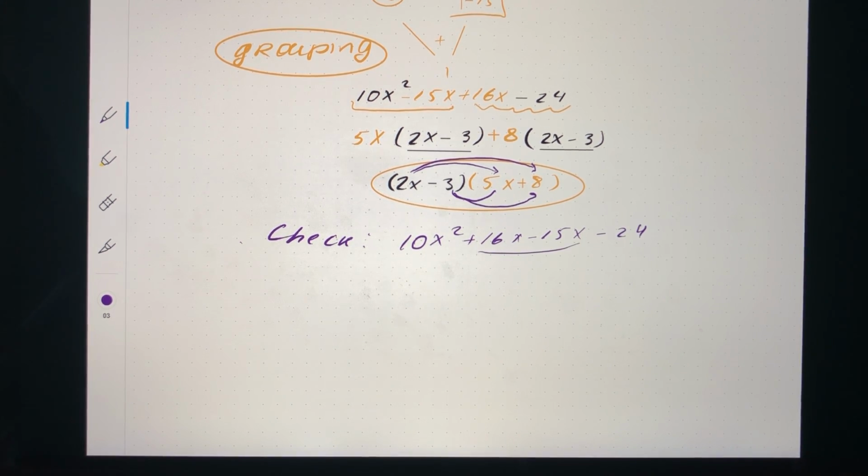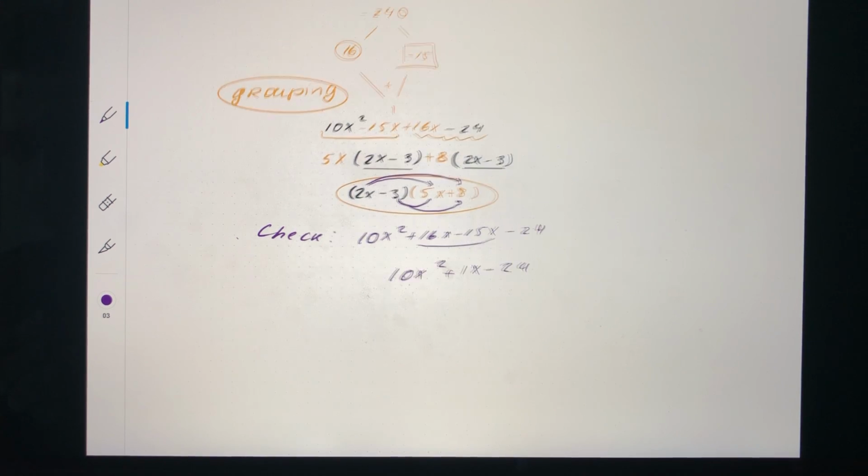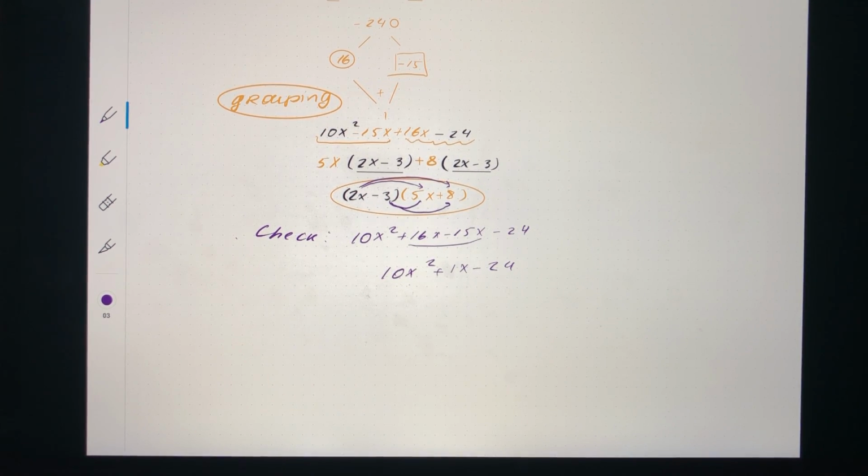And the middle adds up to 1x. So we have 10x squared plus 1x minus 24. And that is exactly what we started with. So this confirms that our answer was correct.